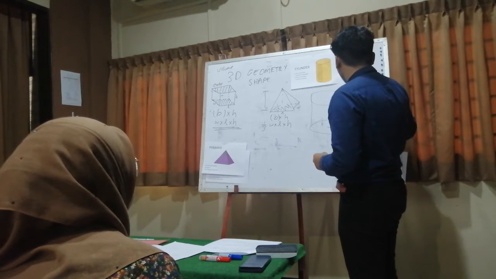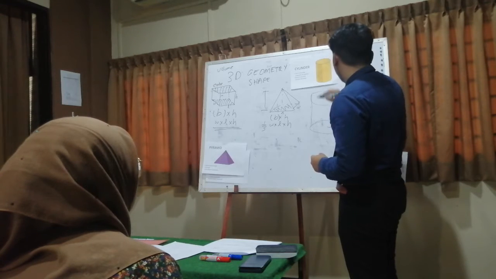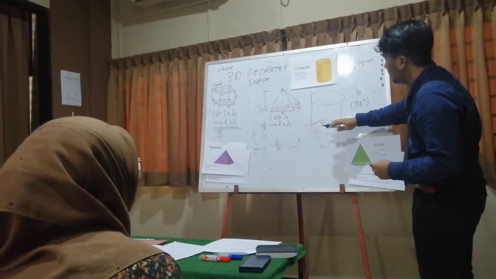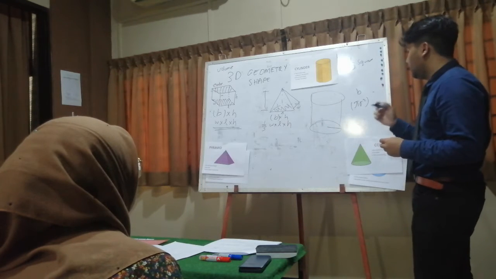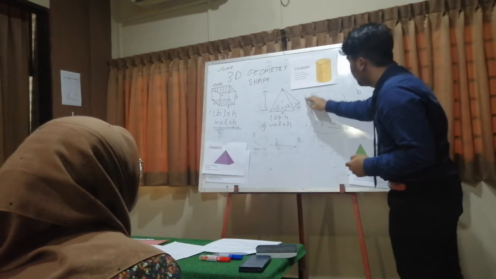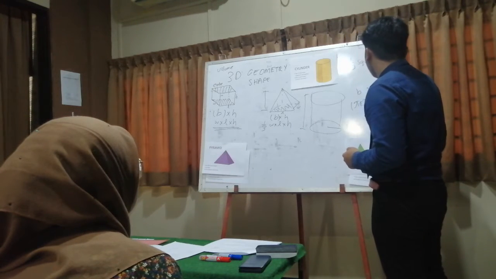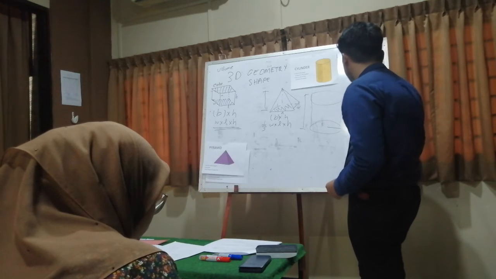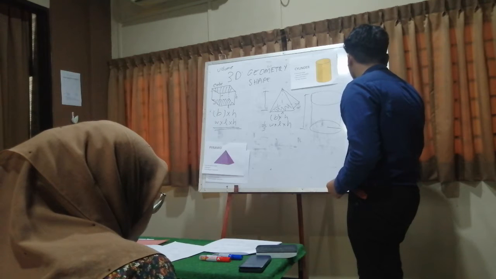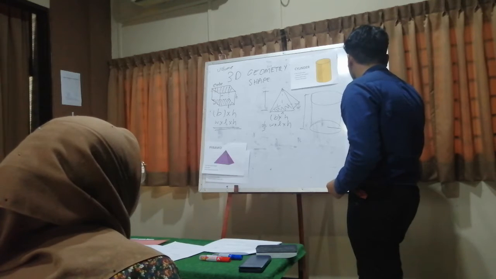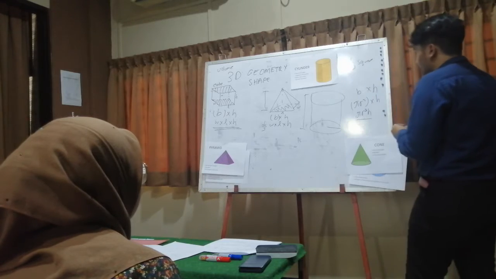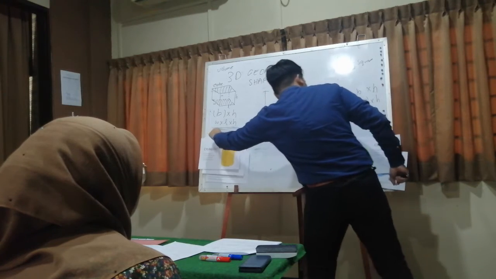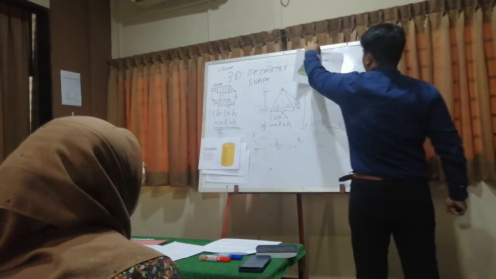This is for the base of the cylinder. But in order to get the overall volume, what do we need to do? Times with height. Okay, good. Times it by its height. So the formula for the cylinder is pi r square h. Okay, next we move on to the fourth shape, which is the cone.